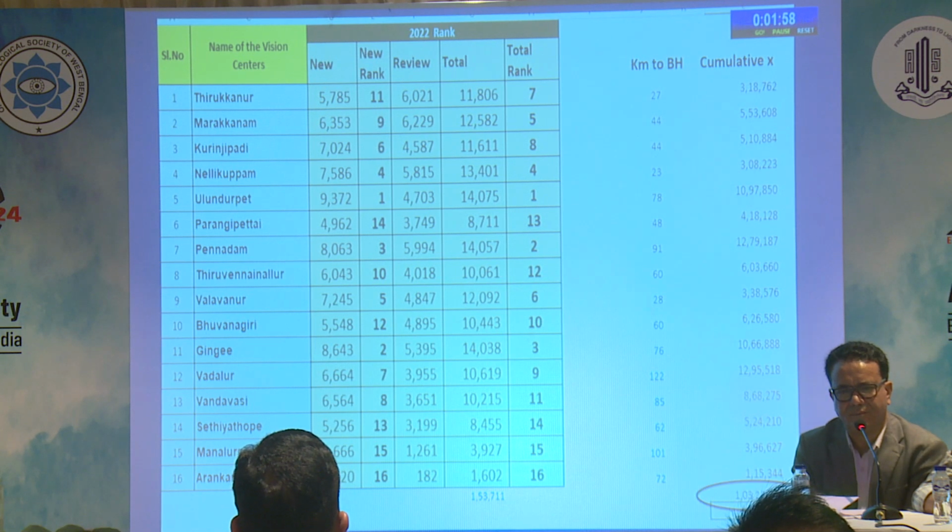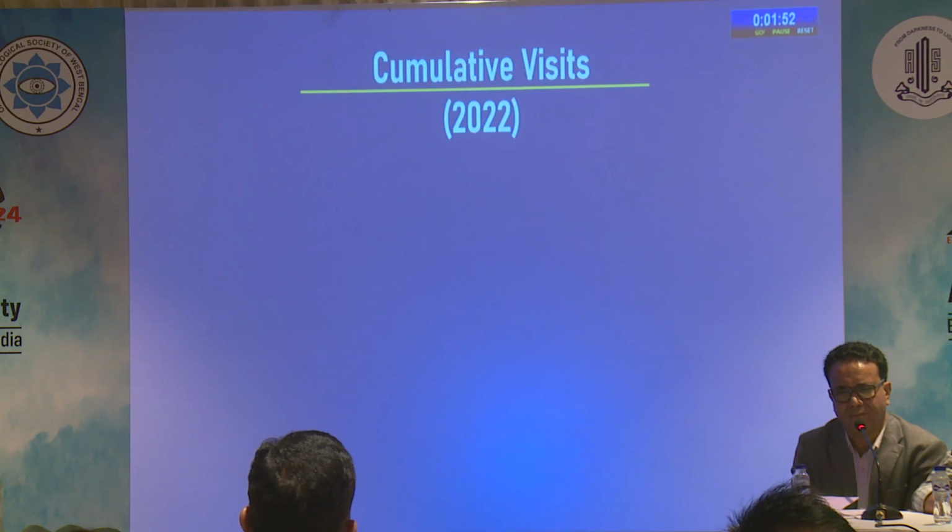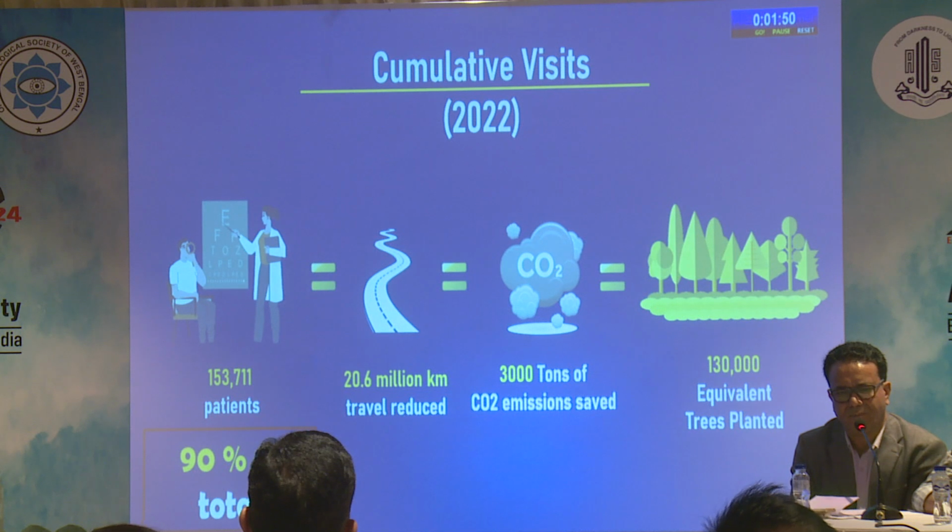And I'd like to draw your attention to this point. We achieved close to a reduction of 1 crore kilometers covered for all the patients involved. Now looking at this cumulative visit total, nearly 90% of the patients who were treated at the vision centers itself worked around 20.6 million kilometers of travel reduced, which equaled 3,000 tons of carbon dioxide emissions saved and 130,000 trees planted.